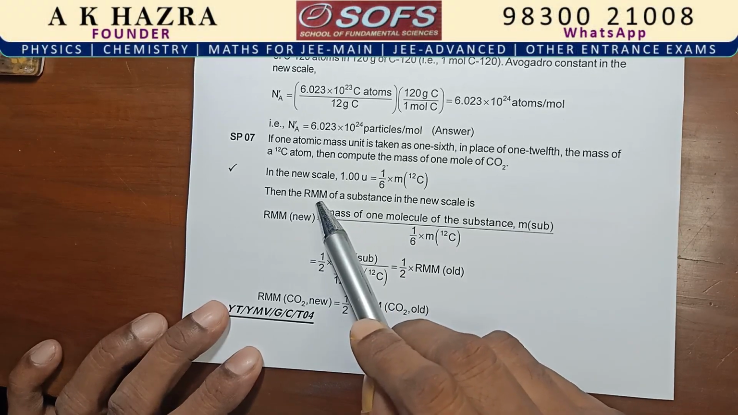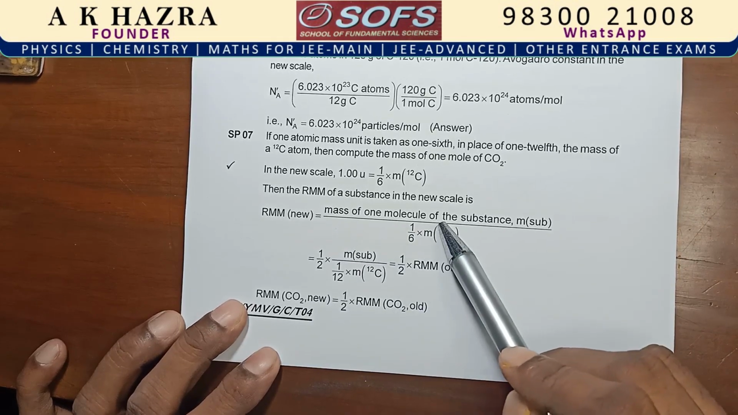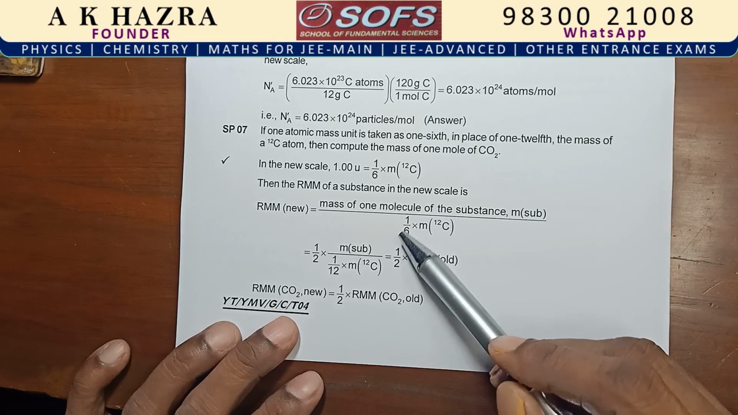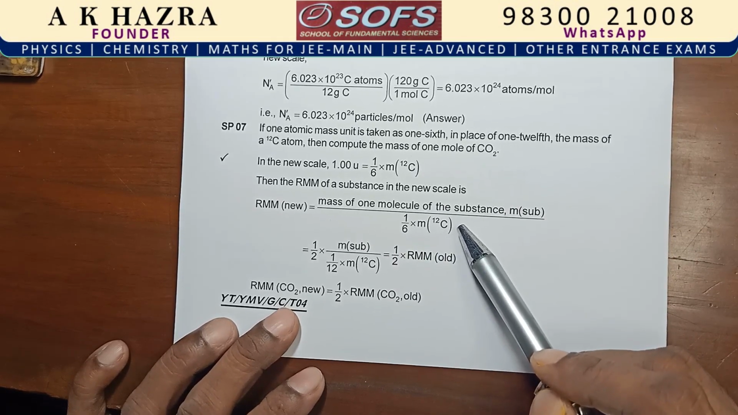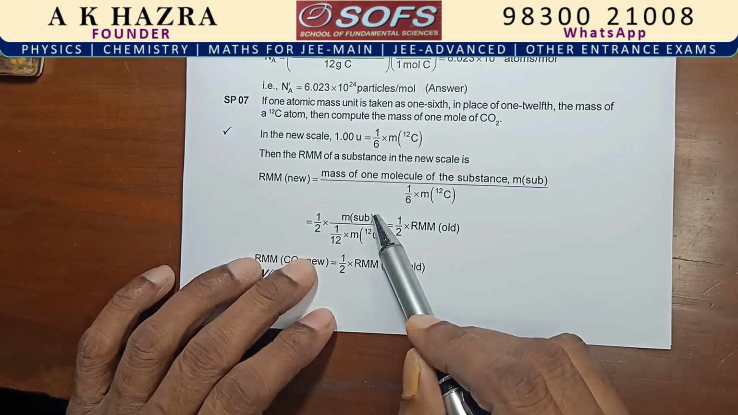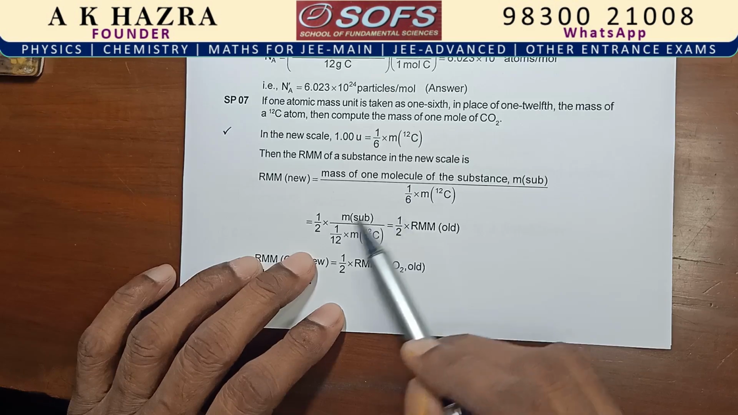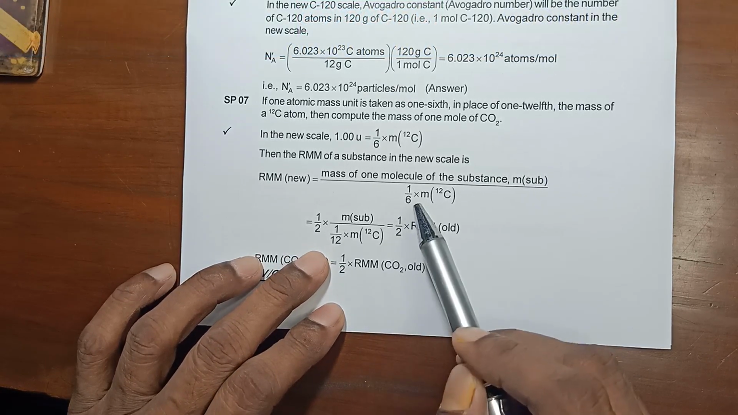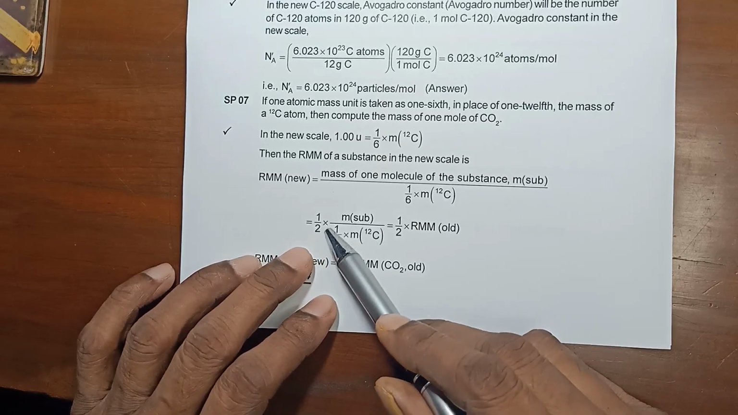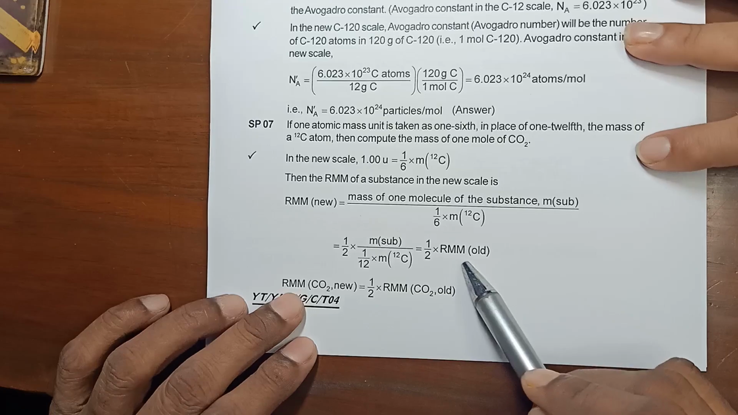Then the relative molecular mass of a substance in the new scale, by definition, is the mass of 1 molecule of the substance divided by not 1/12 but 1/6 the mass of 1 atom of C12. Now it can be manipulated as 1/2 into the mass of 1 molecule of the substance by 1/12 the mass of 1 atom of C12. The 1/6 and 1/12 give a factor of 1/2, so clearly half into the relative molecular mass in the old scale, our original scale, not the new scale.